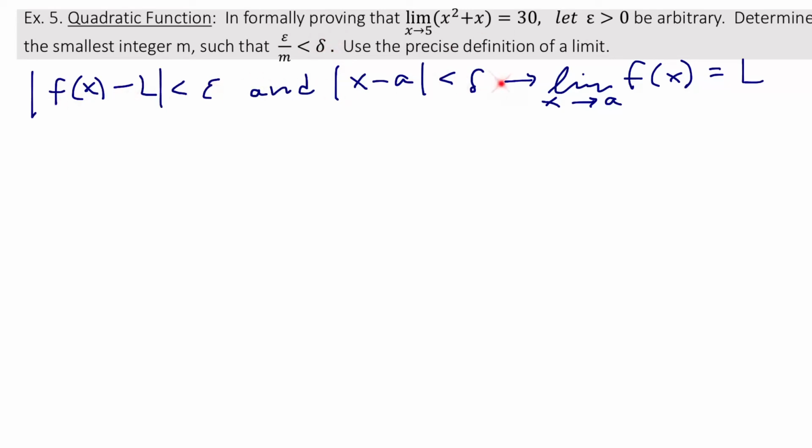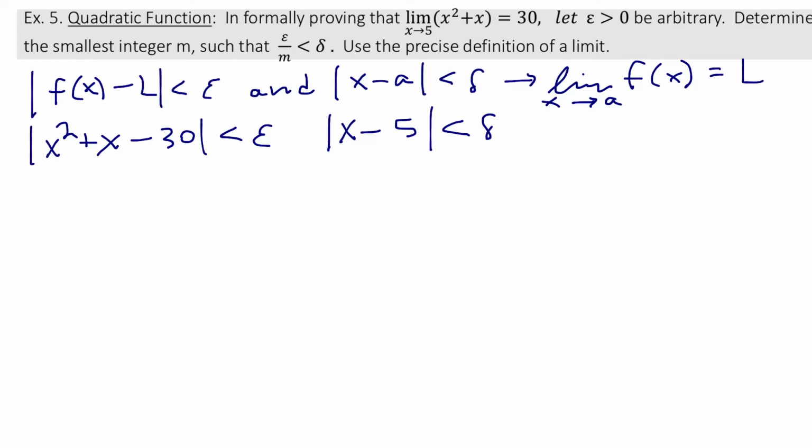So here's our definition. Let's start with the leftmost side of the definition, and plug everything in that we know. So we've got the absolute value of f of x, which is x squared plus x, minus L, which is 30, is less than some epsilon. And for the right-hand piece of it here, we know that the absolute value of x minus a, where a is 5, is less than delta. So x minus 5 is less than delta.